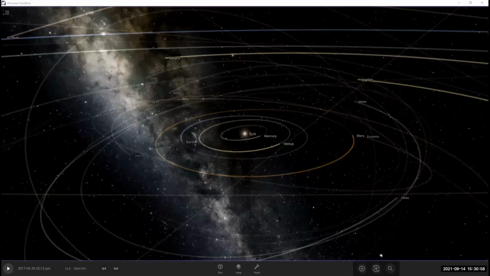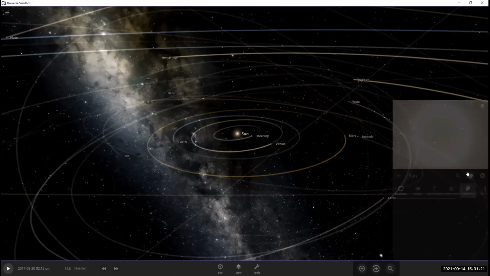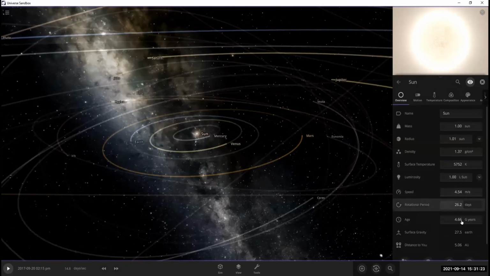Okay. So this is a view of the solar system from a distance of about probably 5 astronomical units. As a matter of fact, if I can hover in here, it should tell me how far. Let me get this thing out of the way. Look at the sun. It should tell me how far I am from the sun. Distance to you, it's about 5.06 astronomical units, just around the edge of Jupiter.